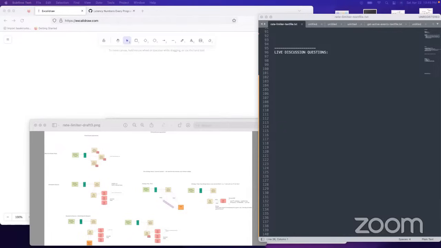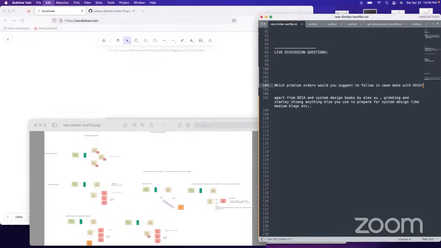There's a question about problem order after finishing DDIA. The first question was which problem order to go off of when you're done with DDIA. Just the standard Grokking ones are good. Apart from DDIA and system design books by Alex Xu, Grokking, Stanley Chang, anything else you use to prepare for system design, like Medium blogs, etc.?